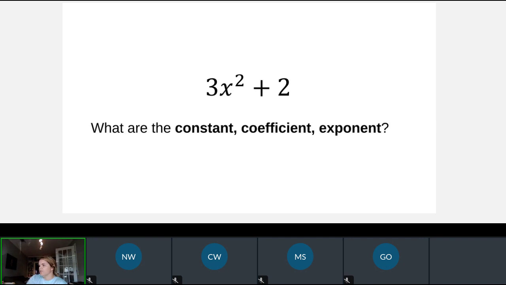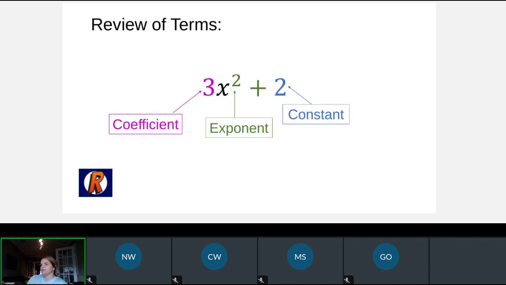Good. Okay, good. So I'm seeing most of you are saying that the constant is 2. I see coefficient 2, exponent 2, constant 3. So let's go ahead and go over this.